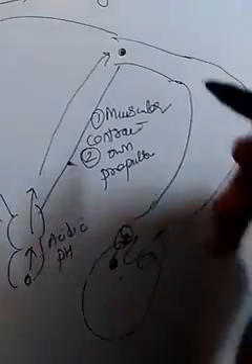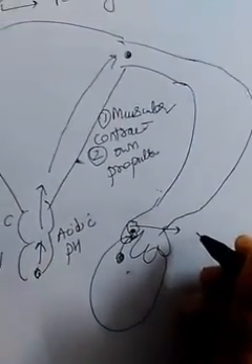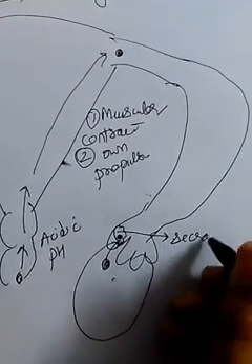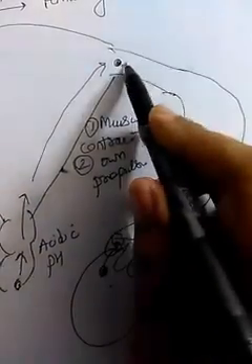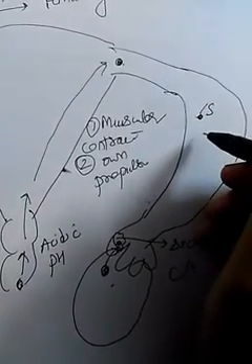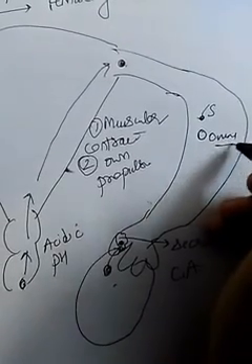When ovulation occurs, the cumulus oophorus around the oocyte secretes some chemoattractants which attract the sperm to reach the ampulla. And the ovum also comes here.